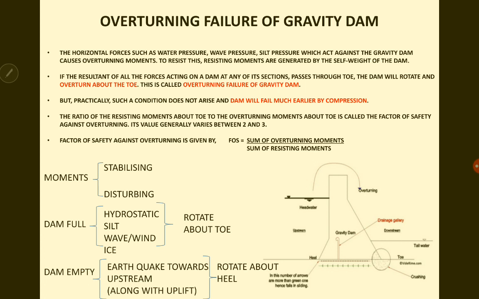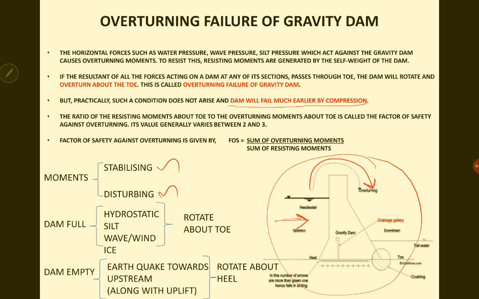The next is overturning failure. What is overturning? First thing to know, such a failure won't usually occur in practical conditions, as the dam will fail before that by compression itself. Now you have the horizontal as well as the vertical forces acting in the system. These forces will create moments of two types, stabilizing as well as disturbing. Suppose I have a force here, this will produce an overturning moment. Suppose I have water in the downstream or tailwater, this will produce a moment like this. So this is an overturning moment and this is a stabilizing moment, that is, it brings the structure back into its original position.